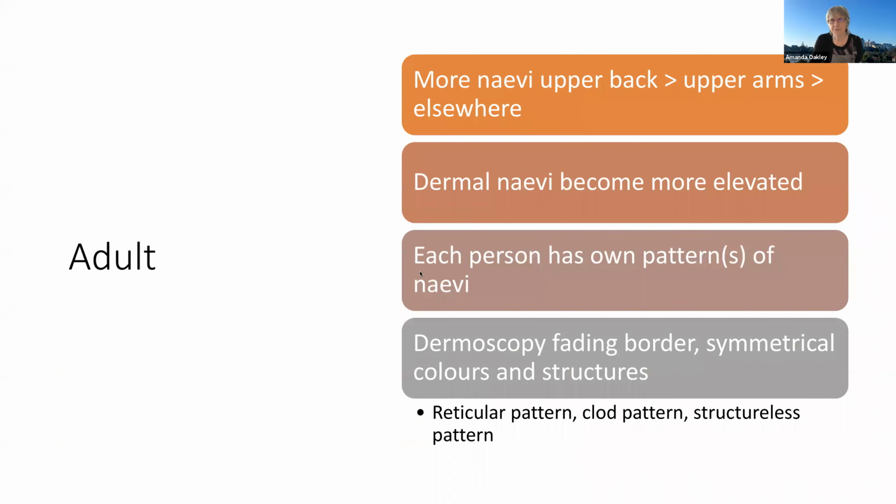In adult life, it is noticed that people tend to have more melanocytic nevi on their upper back and upper arms than in other sites. But there are people who have more on their legs, in contrast. Flat lesions can become more elevated during adult life. It's important to recognize the dermoscopy features of benign melanocytic nevi. These are described in terms of their patterns and local features. So the patterns are reticular, clod pattern, and structureless, mostly.